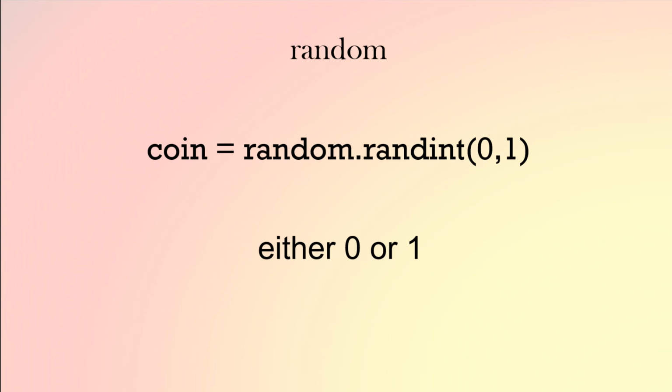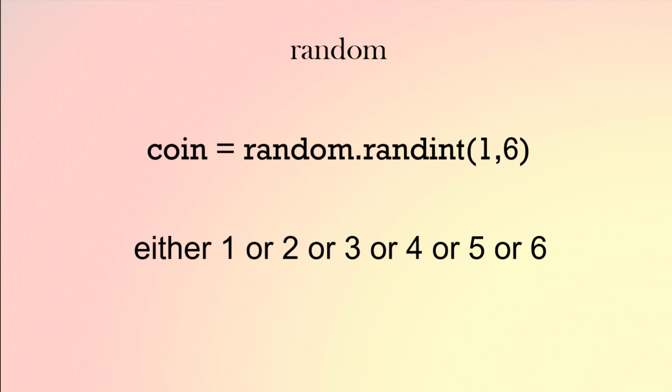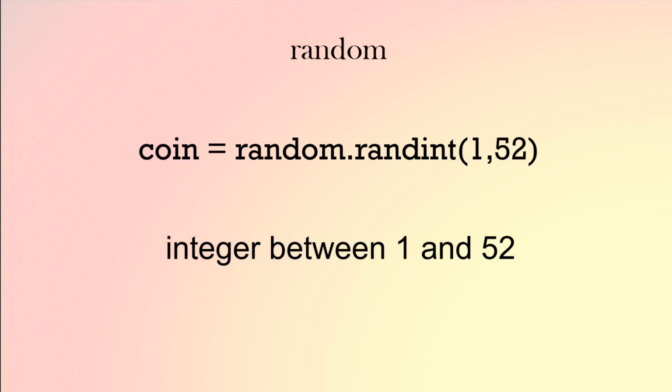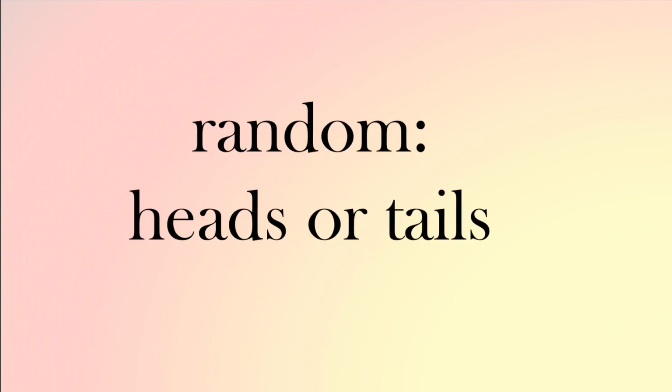So how do we do this in Python? Well, we can use random. So here we've got randint, and in brackets 0 or 1. So this will choose either 0 or 1. Here we've changed it to 1 to 6. So now this is going to be 1, 2, 3, 4, 5 or 6. And here we've changed it from 1 to 52. So this is going to be an integer between 1 and 52.